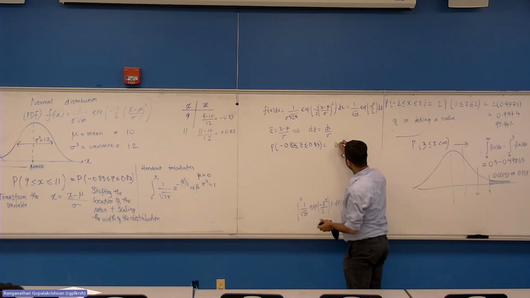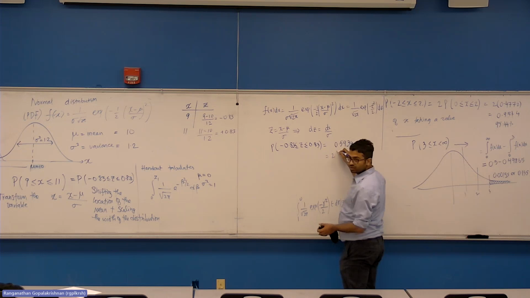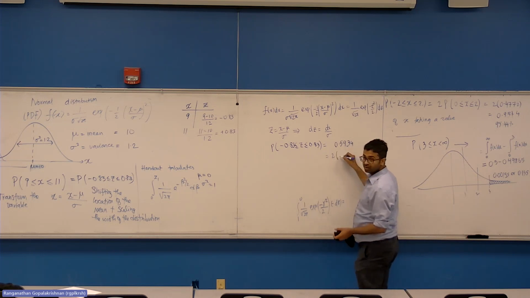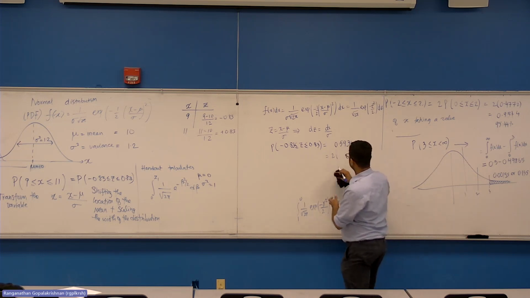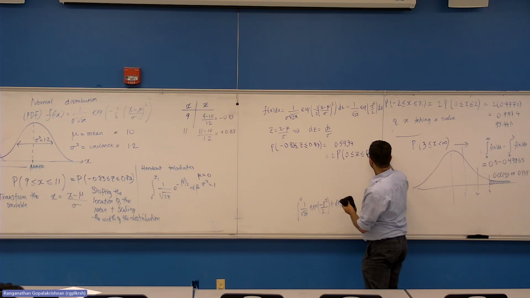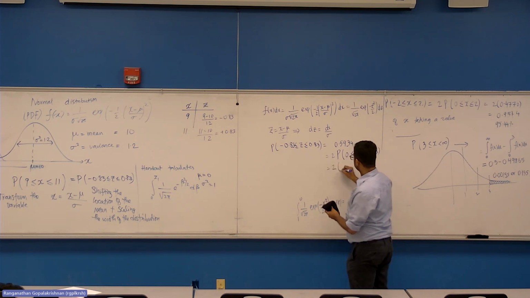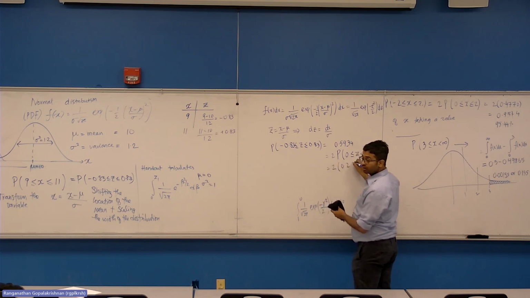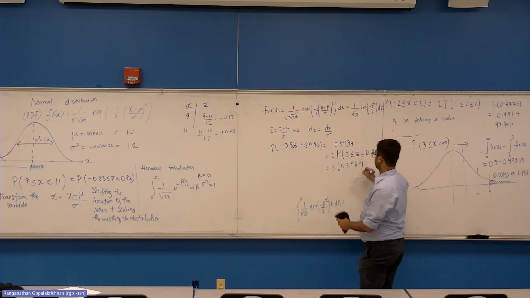Point 0.5934. 340. Did you write this as 2 times something? What is that something? 0.2967. So this is 2 times the probability of 0 less than z less than 0.83, which is 2 times 0.2967. Thank you.